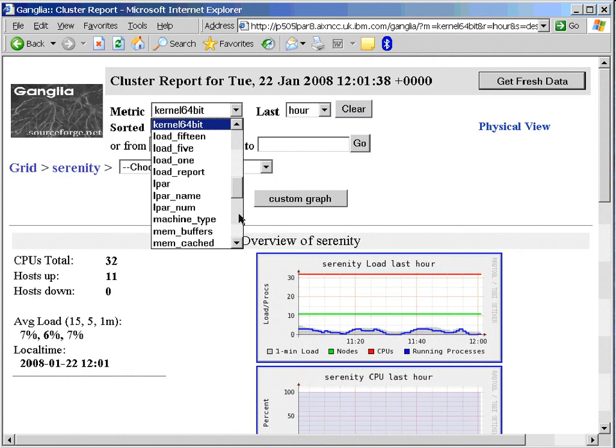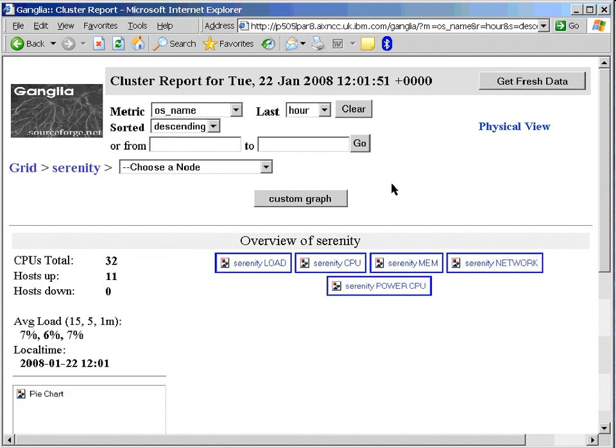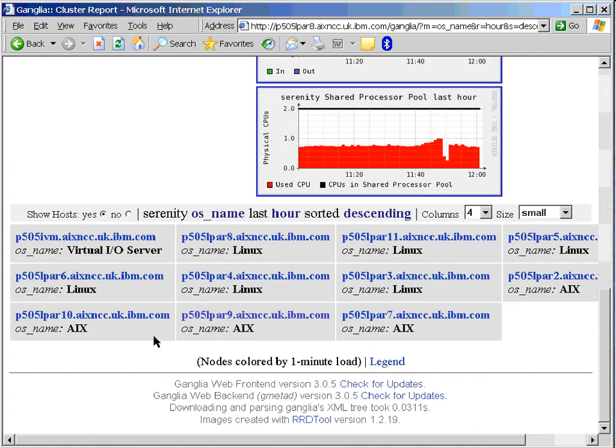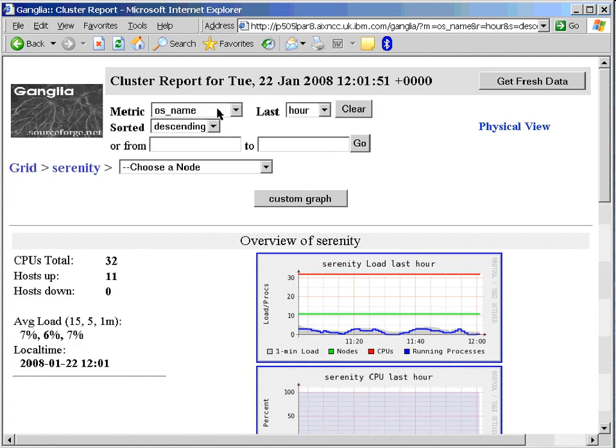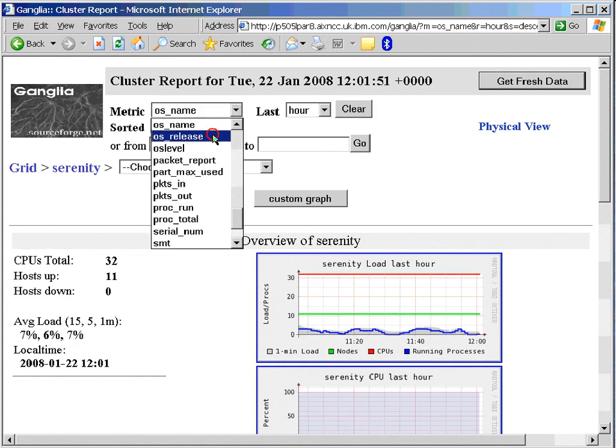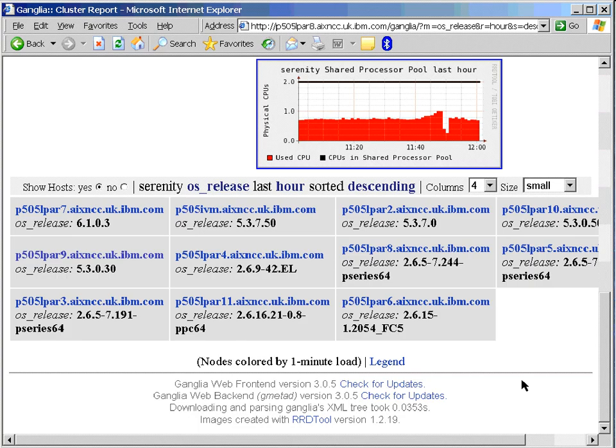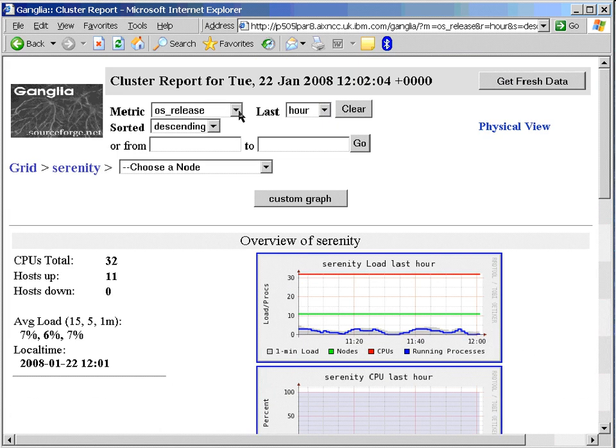We can do things like looking at what operating system we're actually running in our cluster. So we're using a virtual I/O server in this one here, and we're using some Linux and some AIX. Okay, which versions are we using? Look at the release. We can say this is AIX 6, this is AIX 5, and we have various flavors of Linux running in here. Here we have actually Fedora Core 5 running in this particular logical partition.